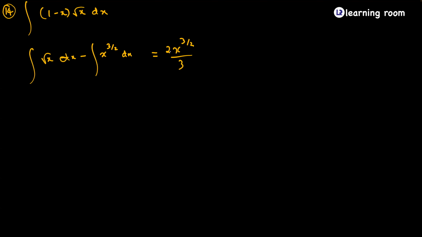Am I right? Minus, what will be the integral of x power 3 by 2? X power 3 by 2 plus 1, which is going to be 5 by 2, the whole divided by 5 by 2, the 2 will go to the numerator. Plus C, this should be the answer. So 2 into x power 3 by 2 by 3 minus 2 into x power 5 by 2 by 5 plus C. Shall I proceed?